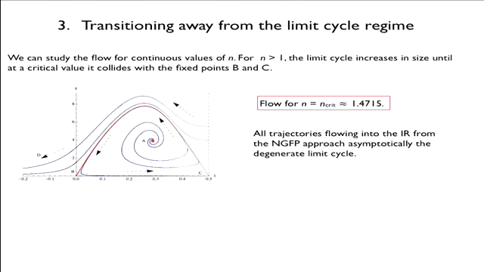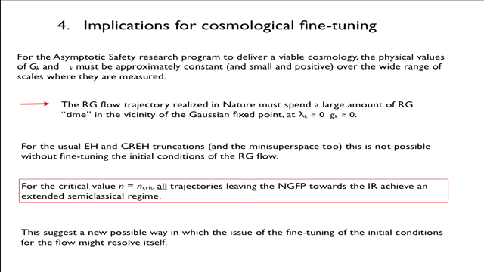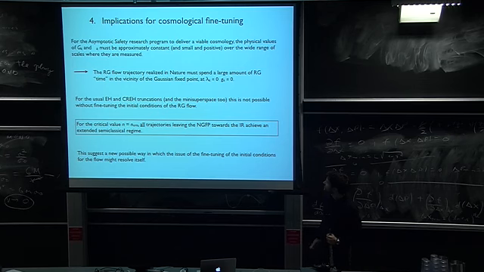However, in this particular case of the critical value of the n parameter, any trajectory leaving from the UV fixed point is eventually fated to be arbitrarily close to the Gaussian fixed point and to pass an arbitrarily long amount of time next to it. So this is a way in which the problem of the fine-tuning of the initial conditions resolves itself, within this particular approximation to the gravitational renormalization group applied to cosmology.